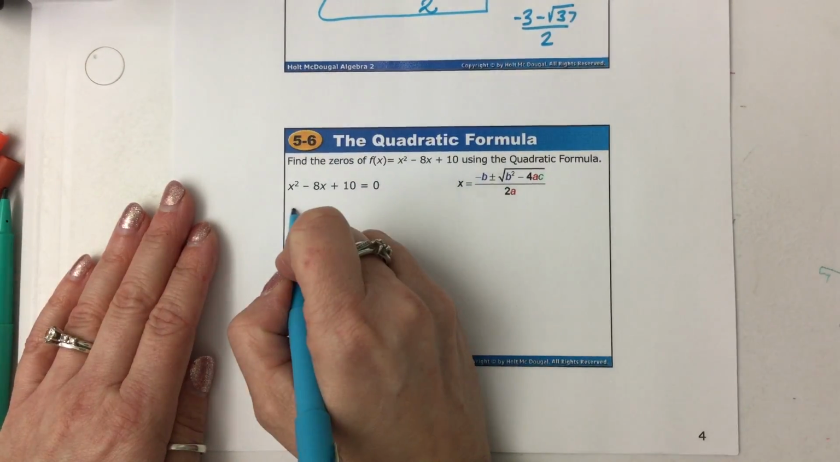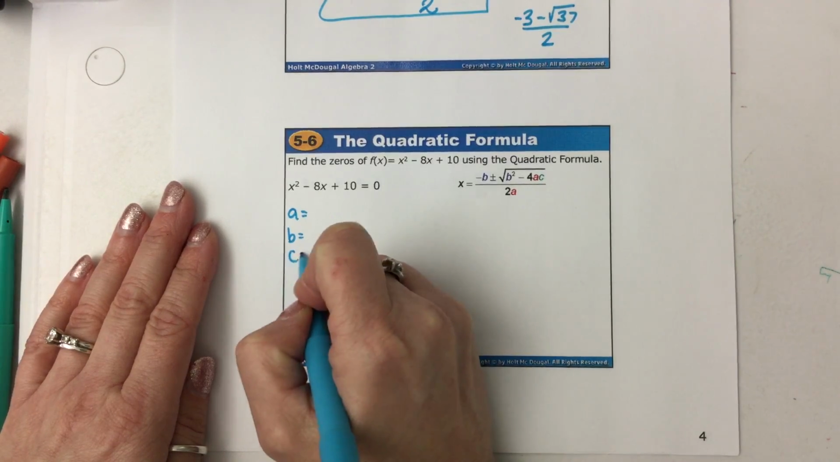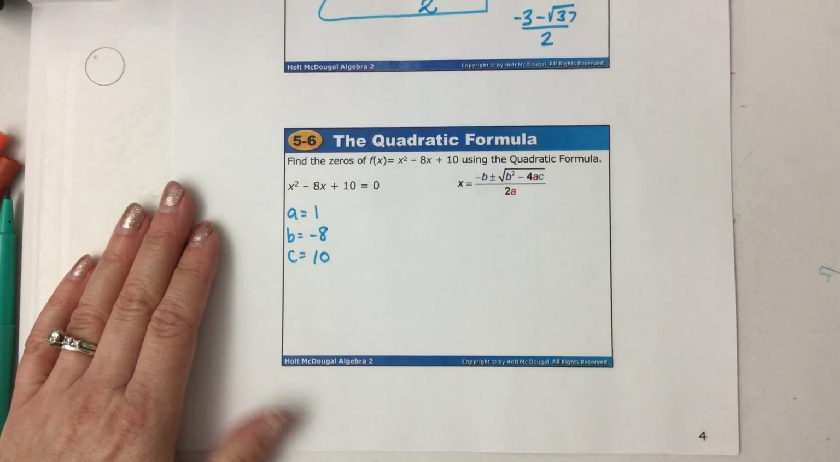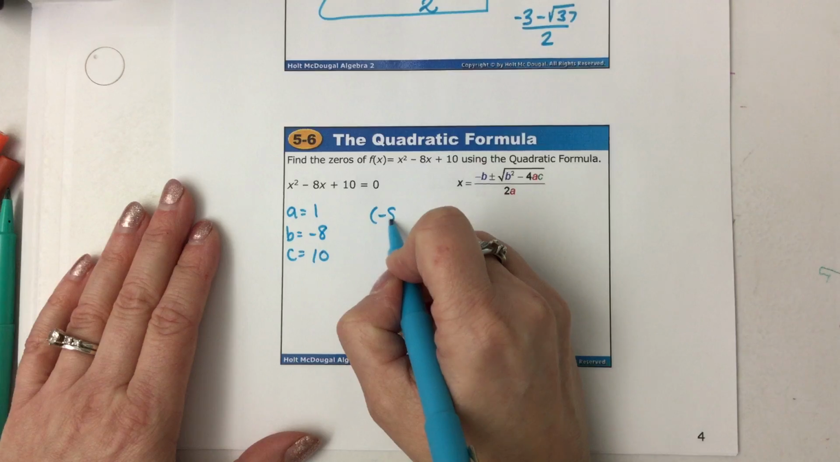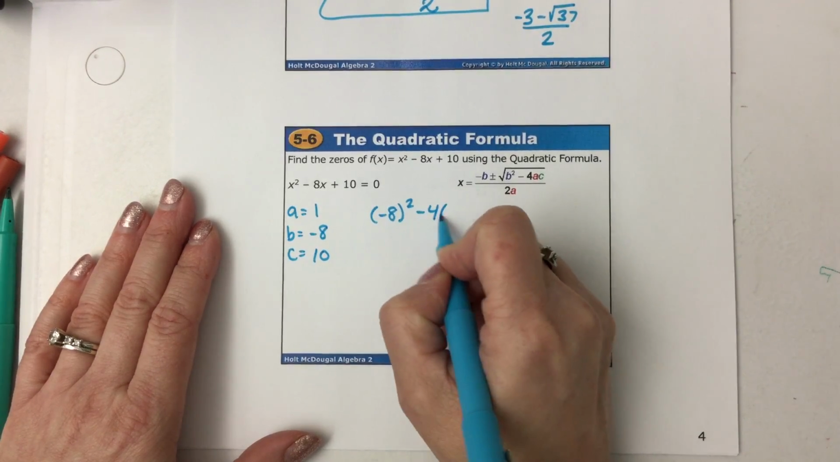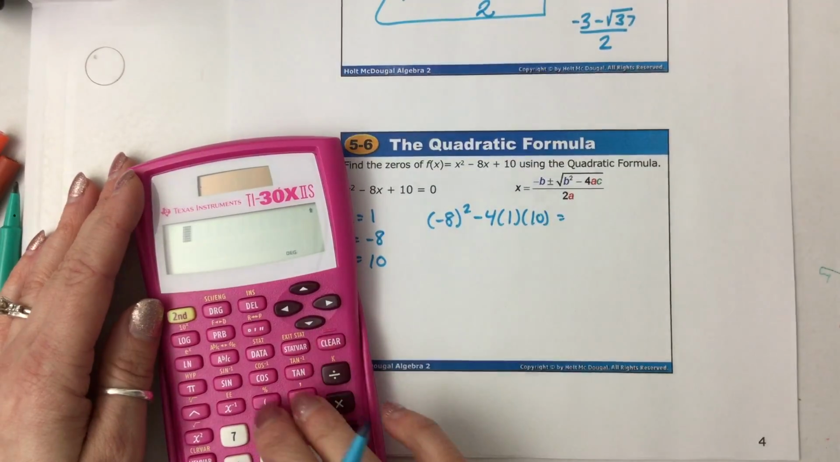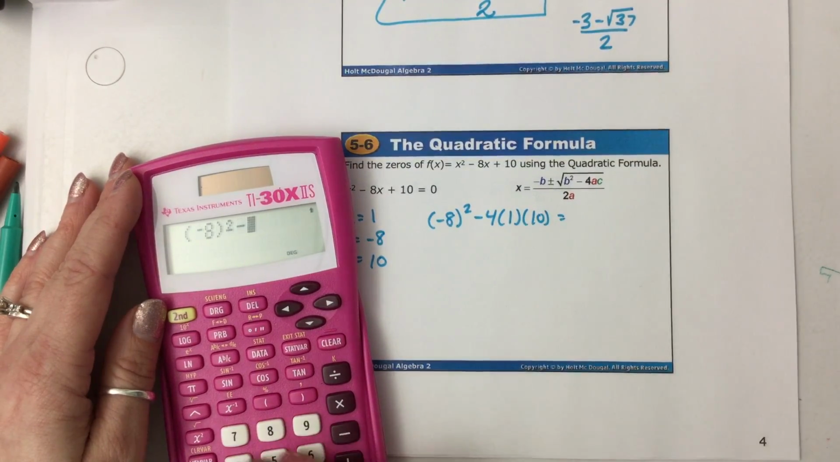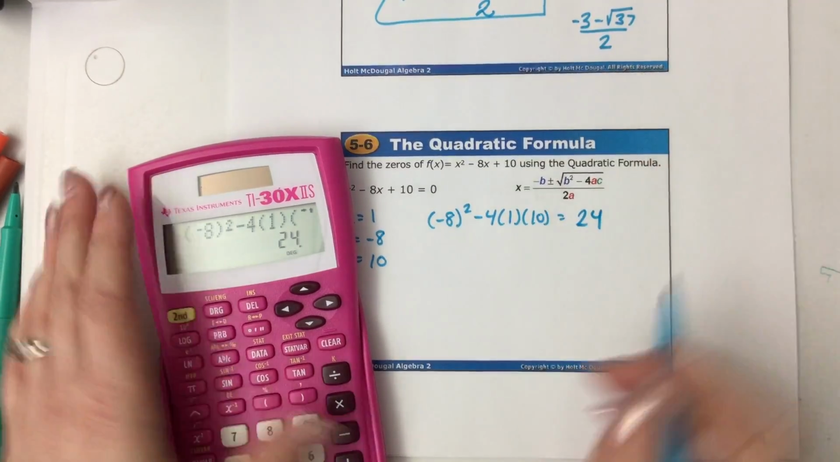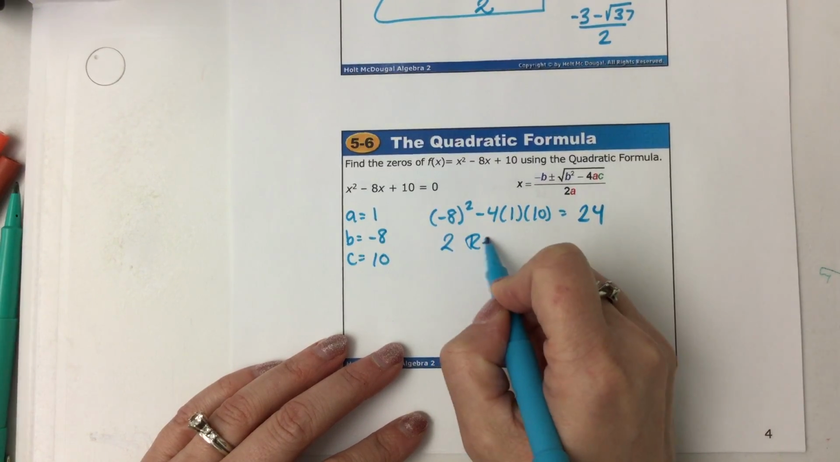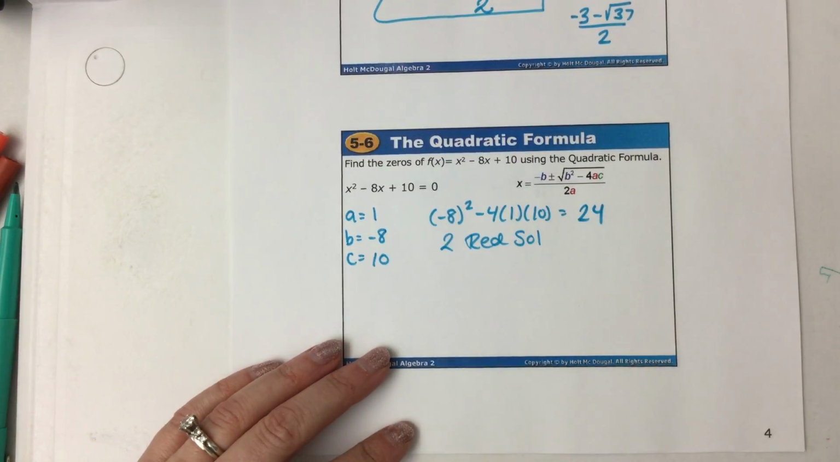2x's, 1x's, no x's. It's in the right order. A is always the number in front of your squared term. B is always the number in front of x. C is the number at the end. If I calculate B squared minus 4 times A times C, let's go ahead and see what we get. Negative 8 squared minus 4 times A times C. Again, I got 24. 24 is a positive number, so I have 2 real solutions.